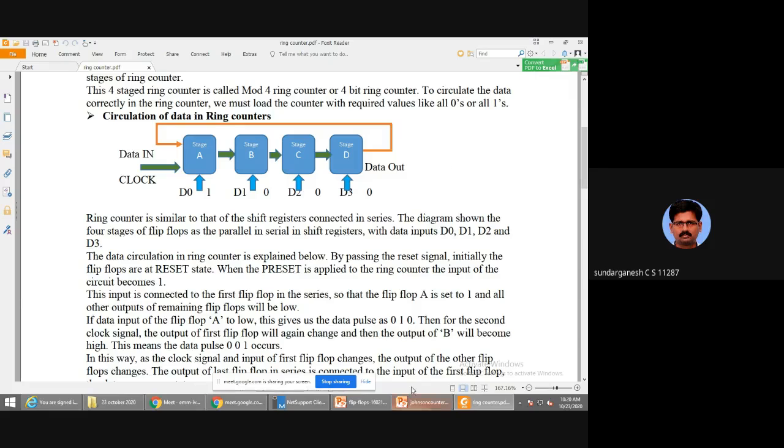For example, the flip-flop A is set to 1, so all other outputs are 0. After giving a clock pulse, the 1 will come here, remaining are 0: 1, 0, 0, 0. After giving another clock pulse, here it becomes 0 and here it becomes 1: 0, 1, 0, 0. The next stage is 0, 0, 1, 0. And finally this one will go here: 0, 0, 0, 1. And the 1 will come once again to the first flip-flop.